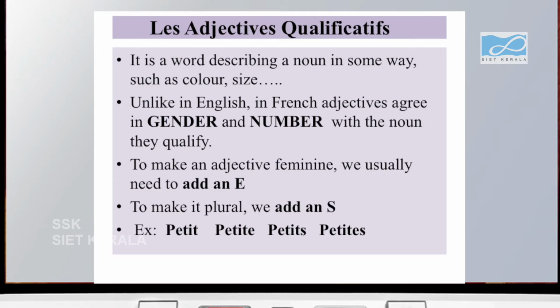So adjectives should agree in number and gender with the noun they are going to describe. So if it's masculine singular, it remains the same. Feminine singular, we add an E. Masculine, feminine, plural, you keep adding an S. We have a few irregularities while learning these adjectives, okay? So not all adjectives follow the rule that I mentioned to you.